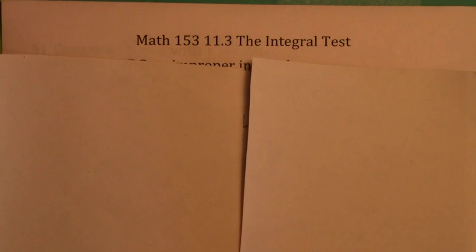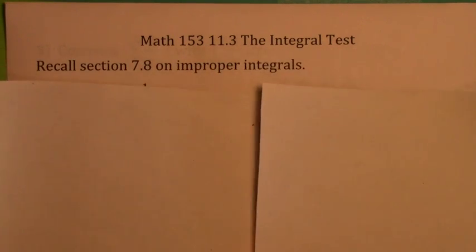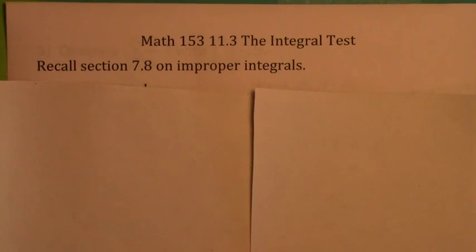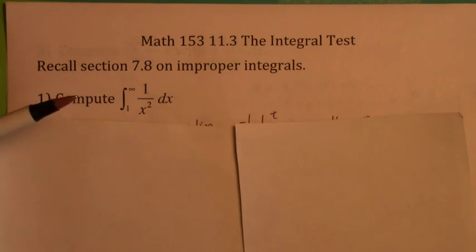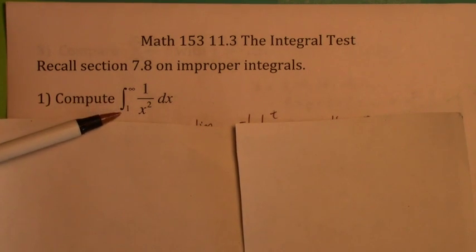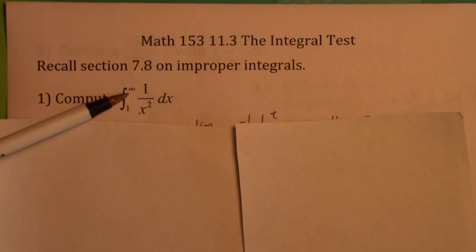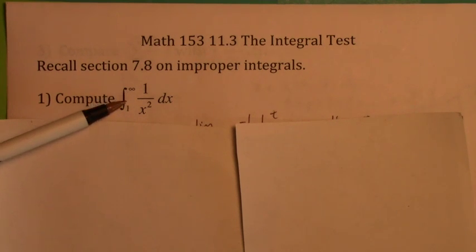The first one we're going to use is called the integral test. And it's very similar to what we were doing in section 7.8. You might want to go back and look at section 7.8 on improper integrals. For example, this is an example of an improper integral, I think this was a type 1 integral, where you have an infinite limit of integration.